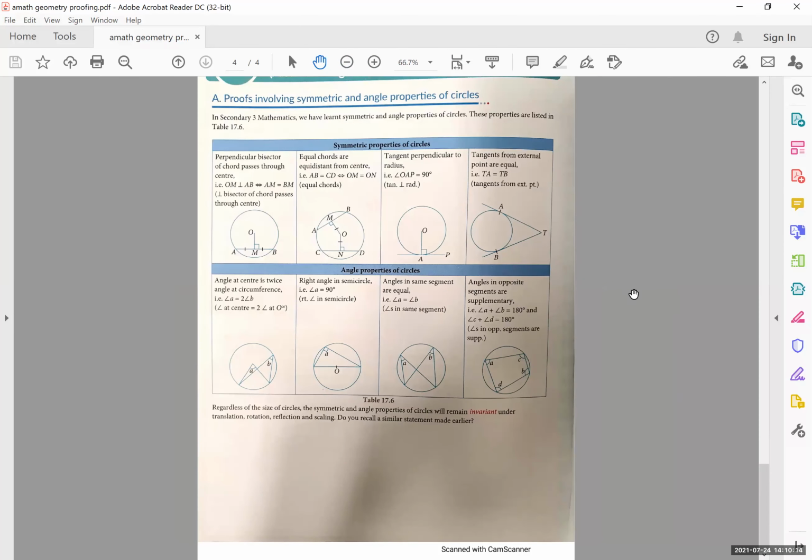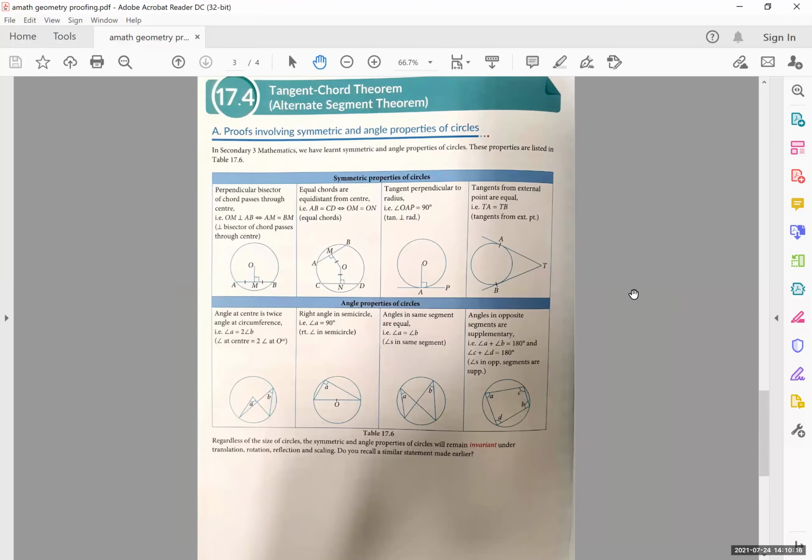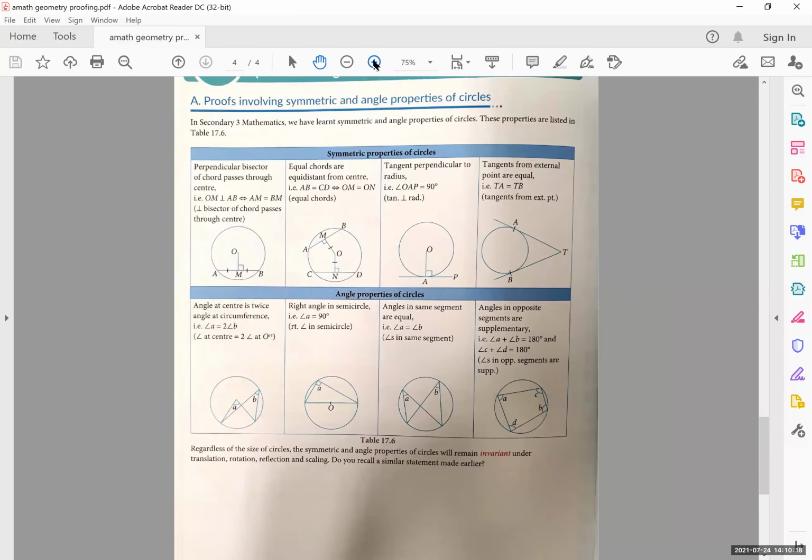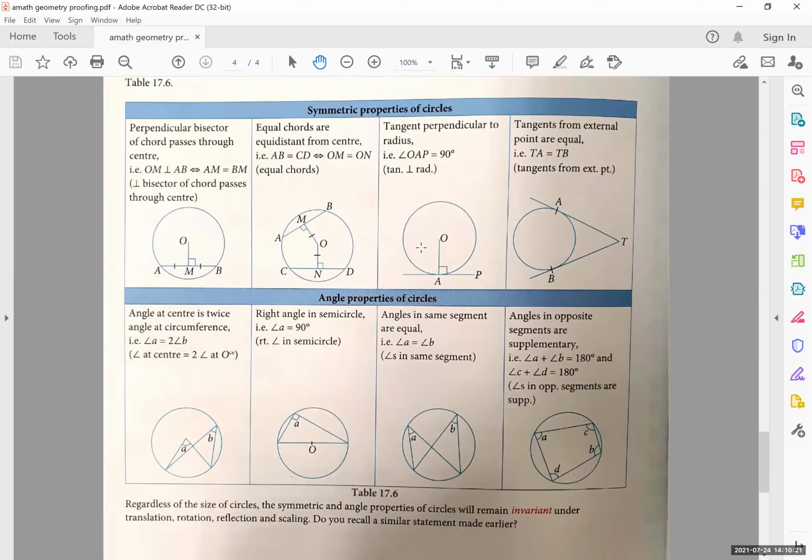But there is something new. Remember last year I taught you, if you look at your notes, can you see this thing called the alternate segment theorem? Can you all find it? Yes. I'm going to pause the video and I want you all to show me where it is on your notes.